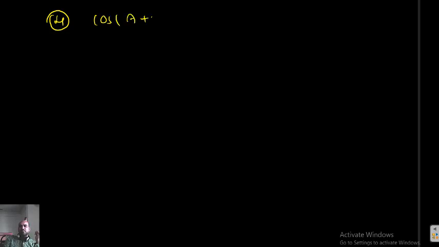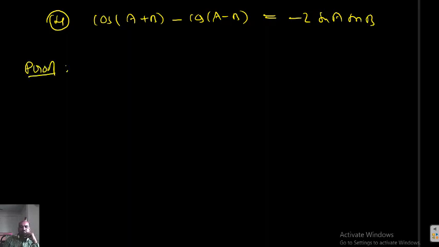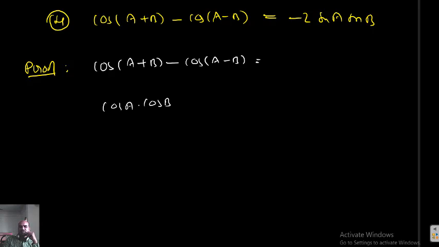Cos of A plus B minus cos of A minus B can be remembered as minus 2 sin A sin B. Proof: cos of A plus B minus cos of A minus B equals cos A cos B minus sin A sin B, bracket, minus cos A cos B plus sin A sin B.